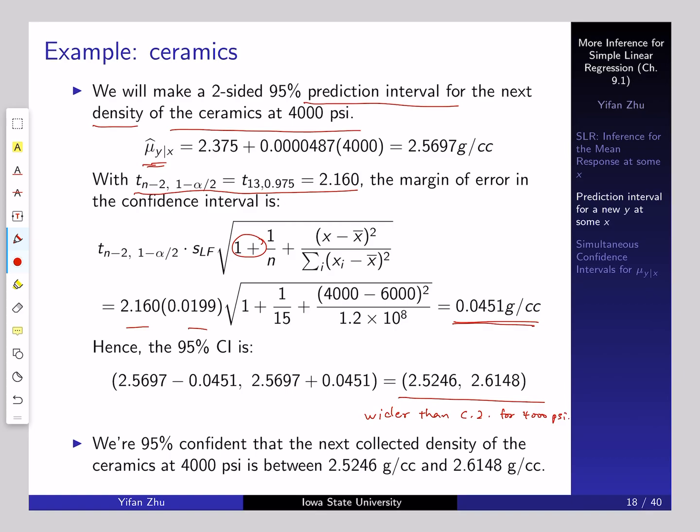The interpretation would be we are 95% confident that the next collected density of the ceramics at this predictor value, and the predictor is the pressure. So the next collected density of the ceramic at 4,000 psi will be between these two numbers.